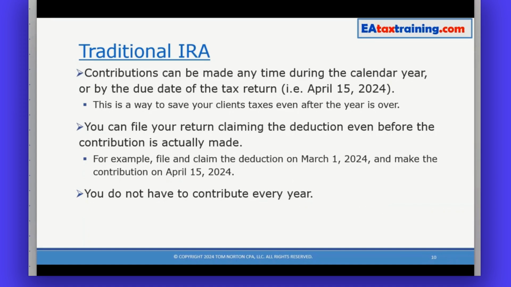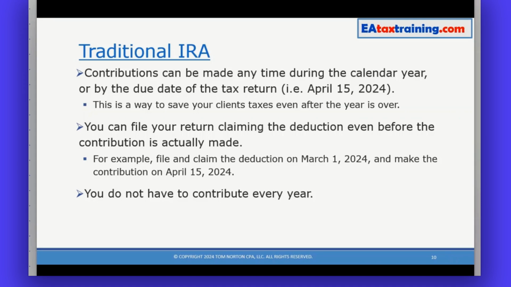Contributions can be made at any time during the calendar year, or, and this is a very nice benefit that they give you, or they can be made by the due date of your tax return for the year. So for 2023, you can actually make contributions, deductible contributions to your IRA for 2023, as long as you make those contributions by April 15th of 2024, which of course is the due date of your 2023 tax return. So this is a way when your clients come into your office after the year is over that you can help them to save money on their taxes.